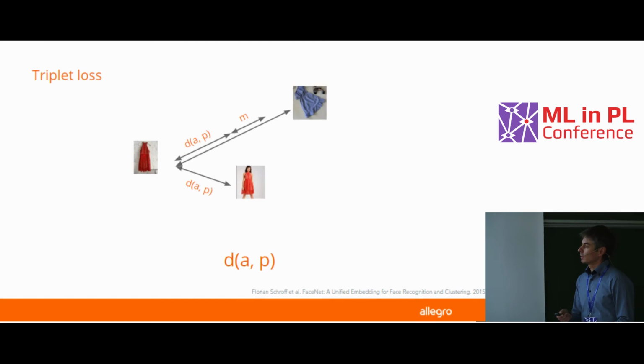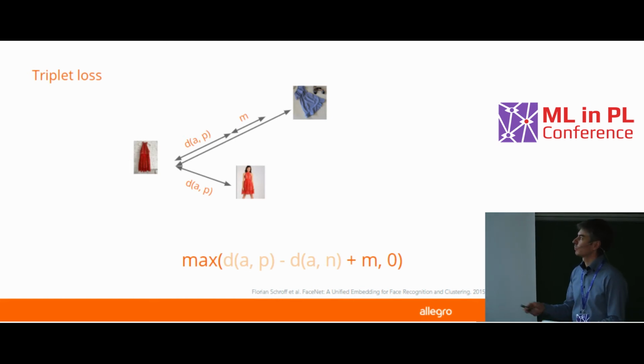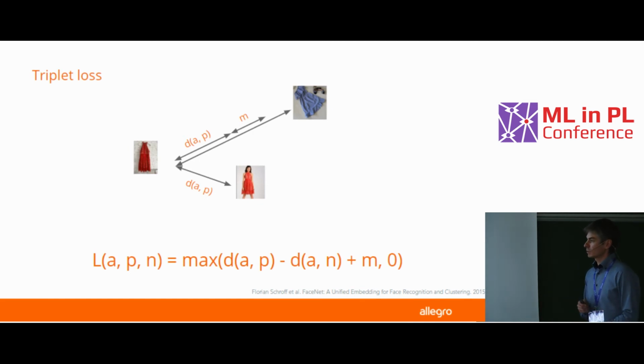Okay, so let's formalize it. So we want to minimize the query positive distance, maximize the query negative distance, but if the difference between distances is already big enough, then we don't want to push the negative any further away. We don't want to make it too far. Okay, so this is our loss function. This is the triplet loss function.